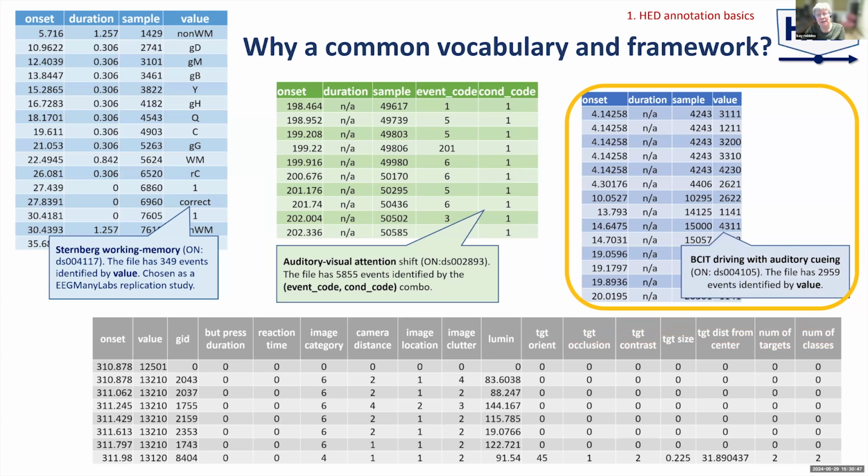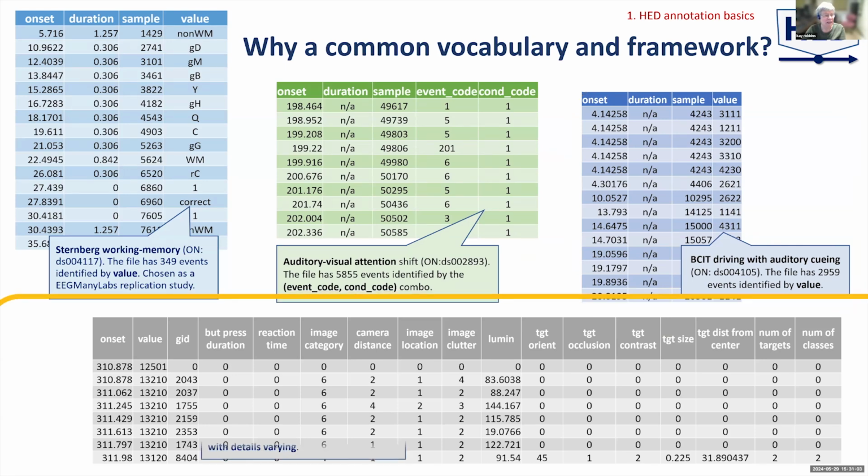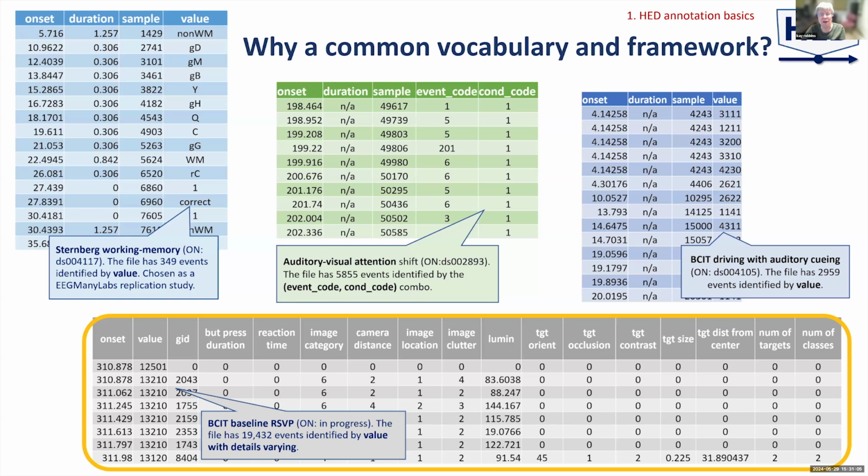Here's one from the Army, the BCIT driving. And here they had 4-digit event codes where the position in the code said something about the meaning, but you had to know what the key was in there. And later on, they did an experiment where they found that the 4-digit code wasn't enough because it was much too complicated an experiment. Each file had 20,000 events, and the details were extremely varying, so they went to a 5-digit code.